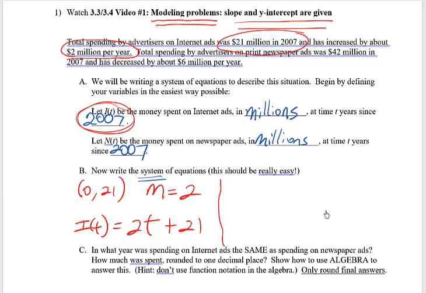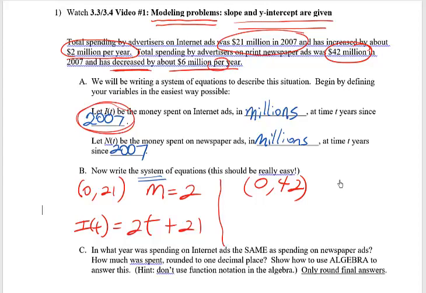Very similarly for the newspaper situation, I know the y-intercept because 2007 is my 0 year, so I know the point (0, 42) is on that equation. And what about the slope? The newspaper money has been decreasing by $6 million per year.